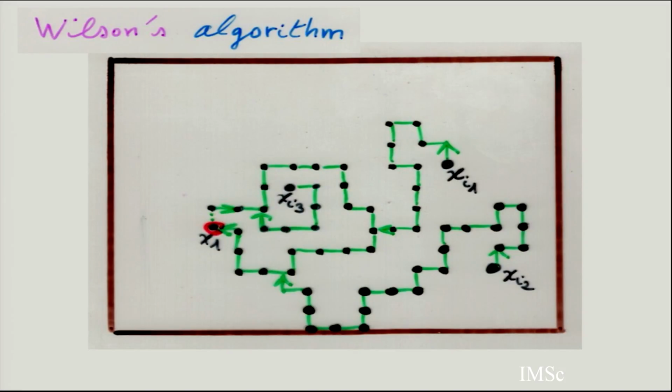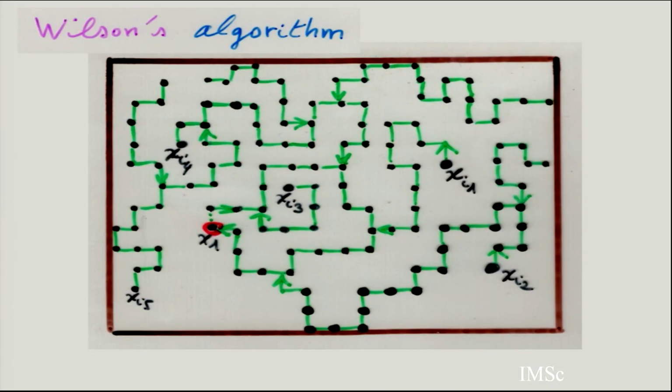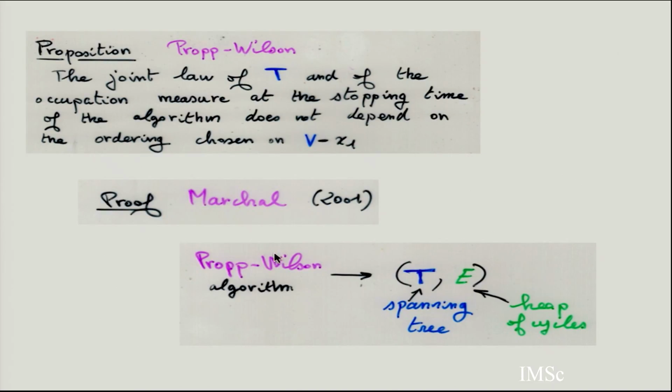So you go like this, and what you get at the end is a spanning tree. And then the Wilson proposition is that the joint law of the spanning tree T and the occupation measure at the stopping time of the algorithm does not depend on the order chosen on V minus x1. And there is a proof of this, that the distribution law does not depend on which order you put the points when you choose each of the paths in the Wilson algorithm. There is a proof by Marshall working with heaps of cycles.